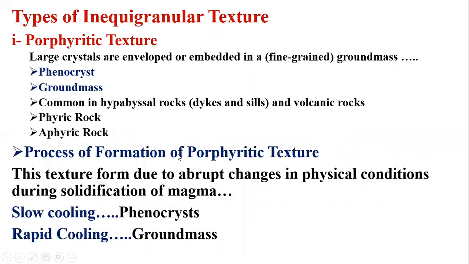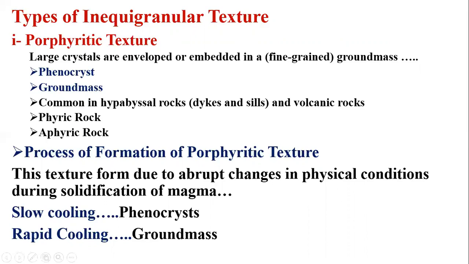Now, types of inequigranular texture. First type is porphyritic texture. Porphyritic texture refers to that texture in which large crystals are embedded in a fine-grained groundmass. The large crystals present in the porphyritic texture are termed phenocrysts, while the fine-grained minerals are called groundmass.